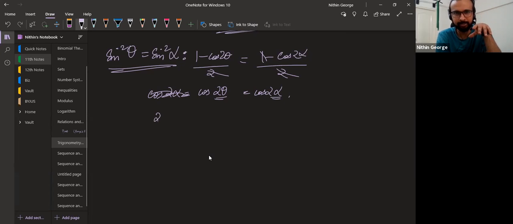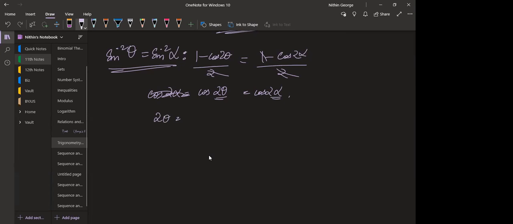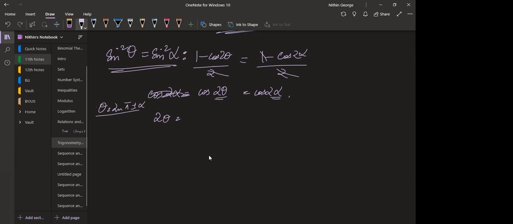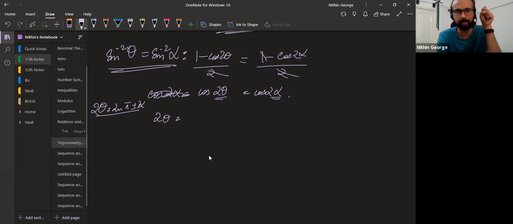If cos theta equal to cos alpha, what do you say? You say that theta is equal to 2n pi plus or minus alpha. So here, instead of theta, it's 2 theta, and instead of alpha, it's 2 alpha. So 2 theta equal to 2n pi plus or minus 2 alpha. Got this? Yes, sir. And then you cancel the 2's out, and then you get theta equal to n pi plus or minus alpha.